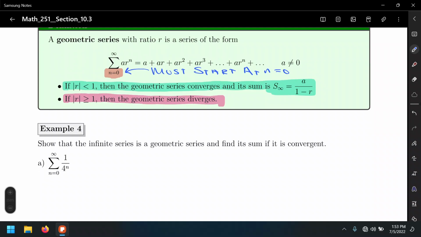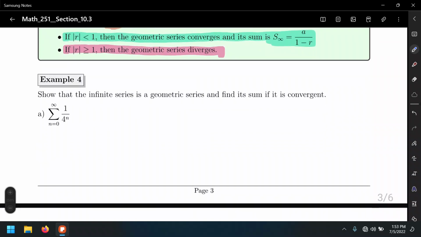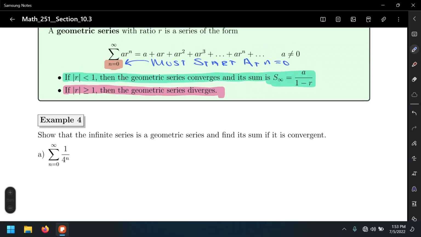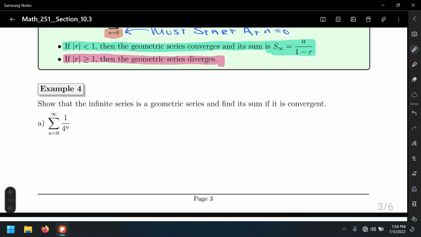In the meantime, we're given a few series. Show that the infinite series is a geometric series, and find its sum in the case that it is convergent. All right, so we will be given this series right here, sigma n equals 0 to infinity of 1 over 4 to the n. We need to make sure that the given series is represented in the form a times r to the n. That is, a number times another number that is raised to the n power. I don't think this is yet in the correct form, so let's rewrite it first.